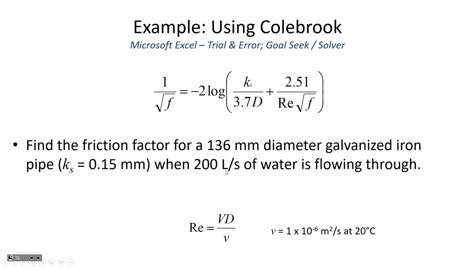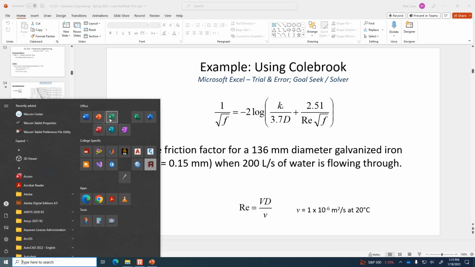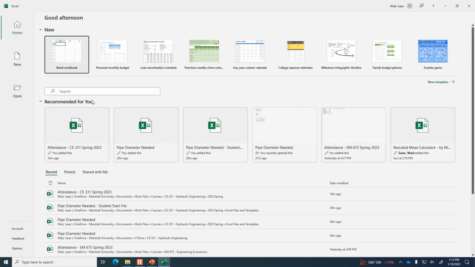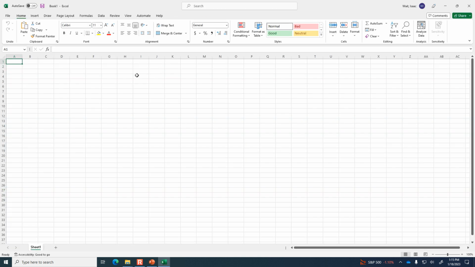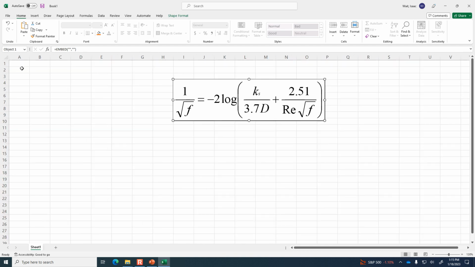Okay, so I'm just going to start with a blank workbook in Excel. This isn't yet the template file that I was mentioning. We're just starting with a blank workbook here. I'll paste the formula just so it's there for me to see and refer to as we set up how to solve this. All right, so we're going to put in the k sub s of the pipe is 0.15 millimeters. I'll put the units off to the right there. The diameter of the pipe is 136 millimeters.